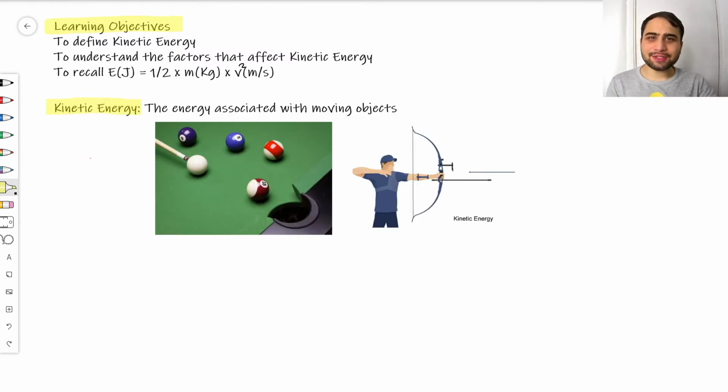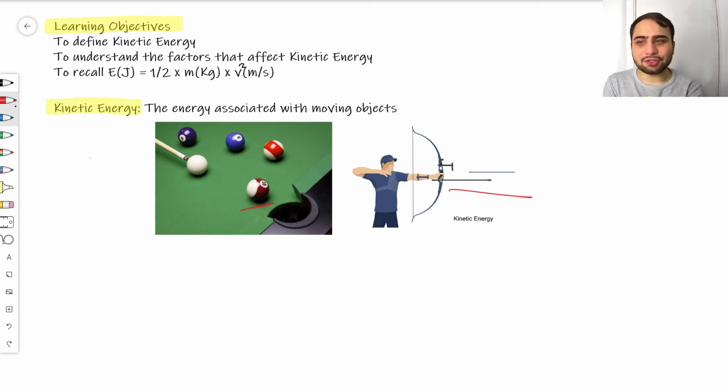Okay, so first we want to understand what kinetic energy actually is. Well, kinetic energy is nothing but the energy associated with moving objects. So I have here a couple of examples. I have a snooker ball and we have arrows coming out of a bow, right? So any sort of moving object with a mass, you should think, oh, this object has kinetic energy.